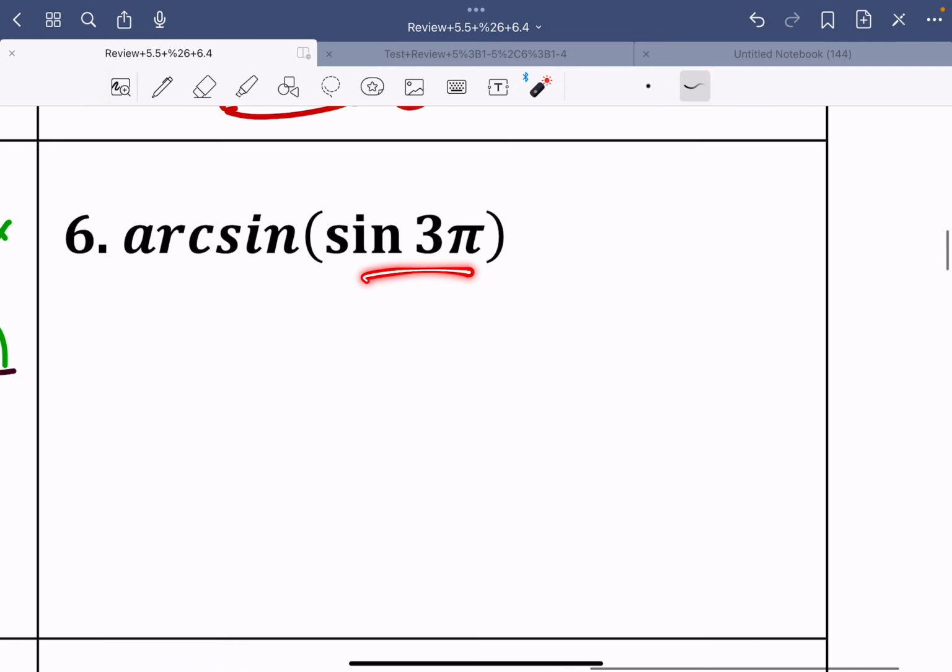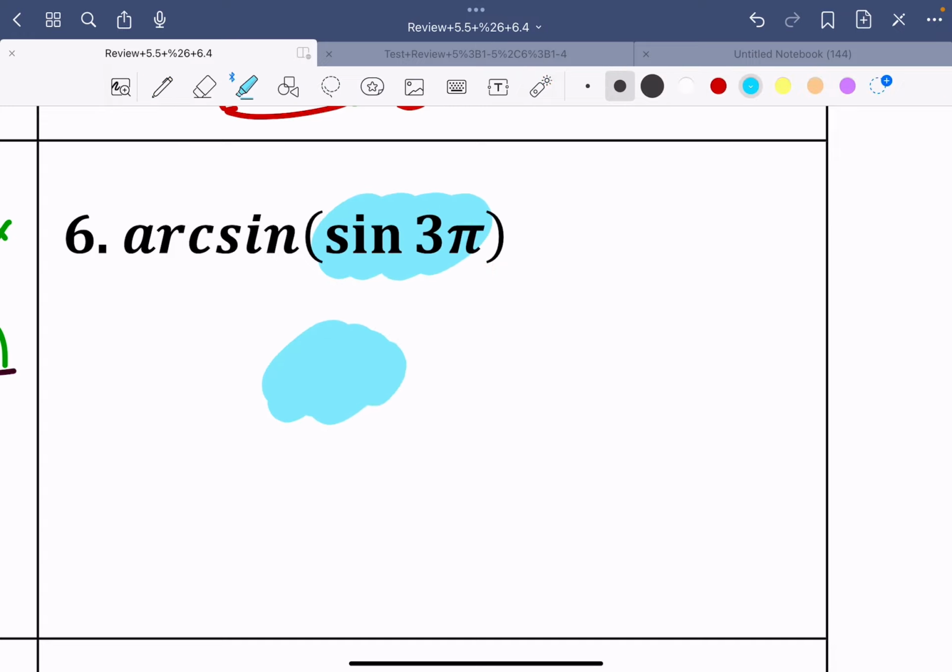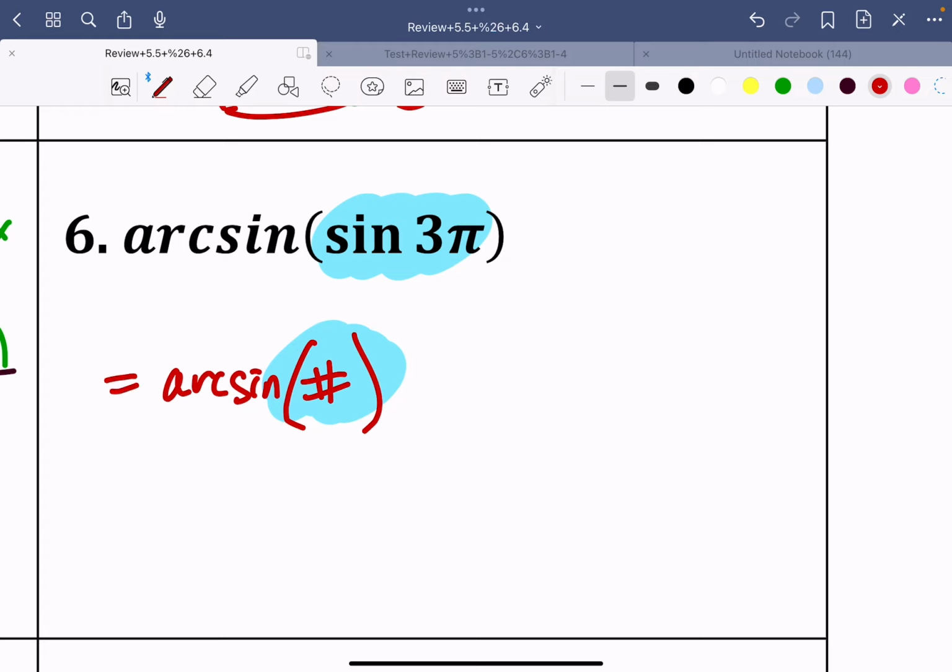So now here we're going to go outside of the restricted area. So let's think about this as a two-step process. First, I'm going to find the sine of 3 pi, and then I'm going to take the arc sine of whatever that number is. Okay? So let's do that now.